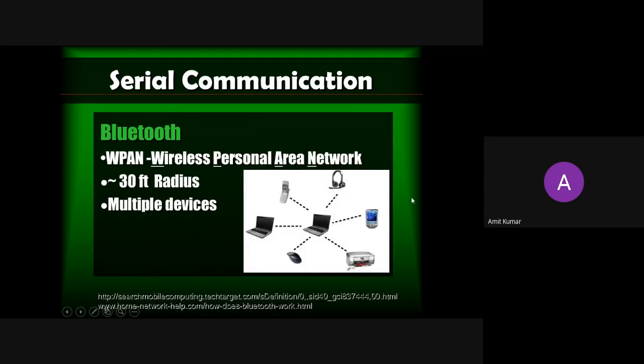Bluetooth is used in the wireless personal area network, WPAN, which has a radius of less than 30 feet. If you have a distance less than this, then you use Bluetooth devices, and you can connect multiple devices along with one master. The master sits at the center, we have multiple slaves over there, and you can communicate with all the slave devices at a time.